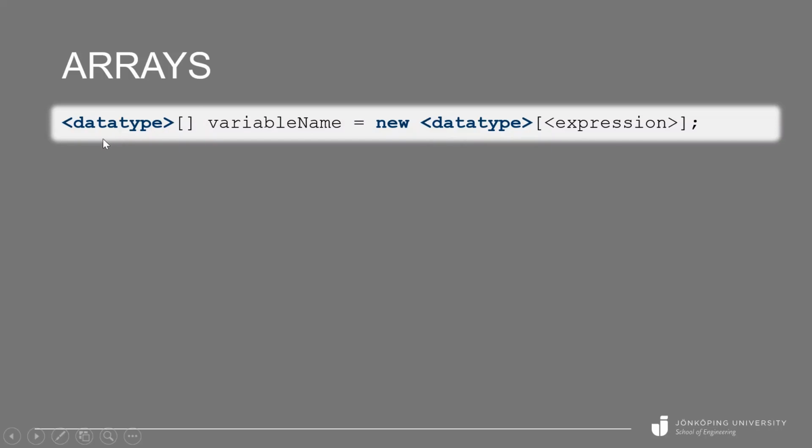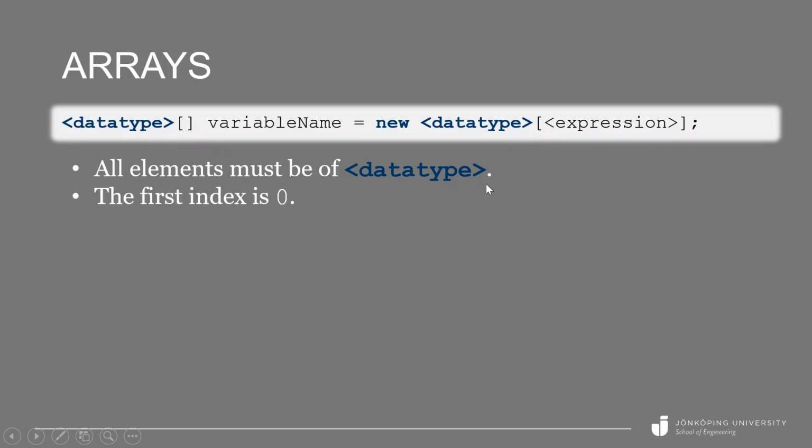To create a new array in Java, you write the statement like this one. So here you specify the data type, and then square brackets, then the name of the variable, then equal, and then the new operator, then the name of the data type again, then square brackets, and an expression here that should evaluate to an integer that represents how many elements the array should store. Then all of the values you put inside this array must be of the data type that you specified.